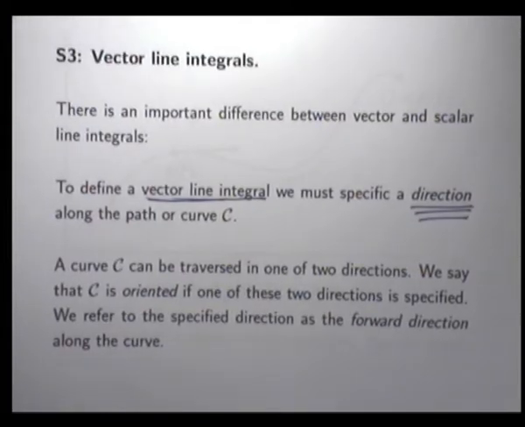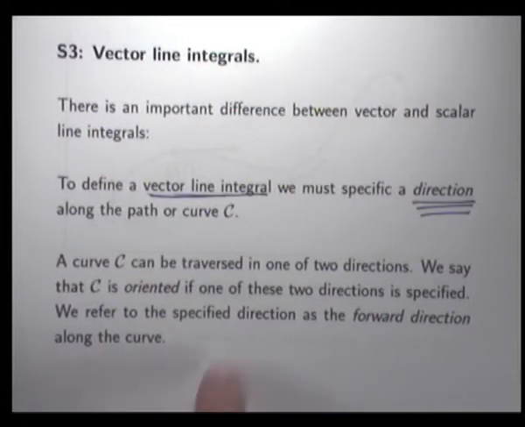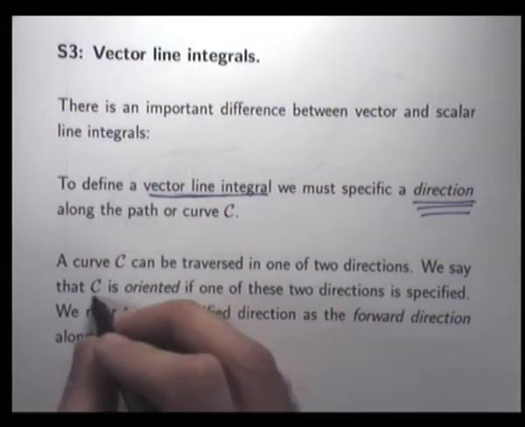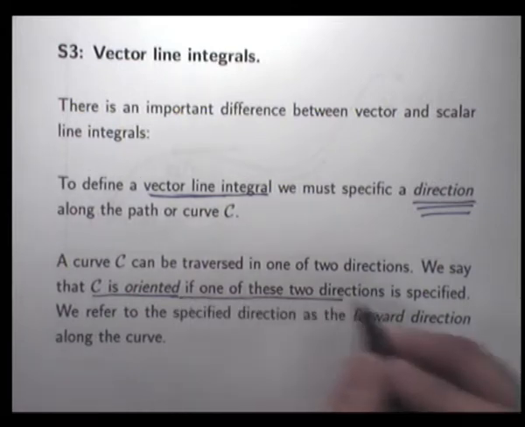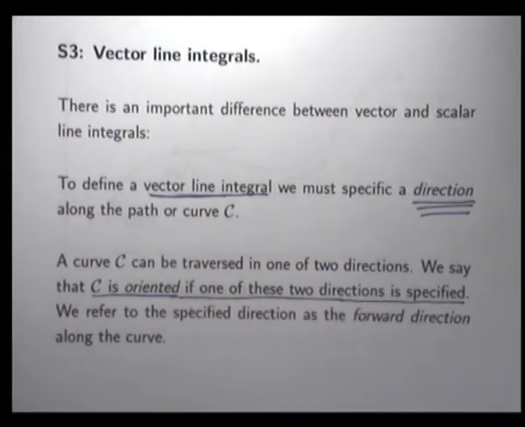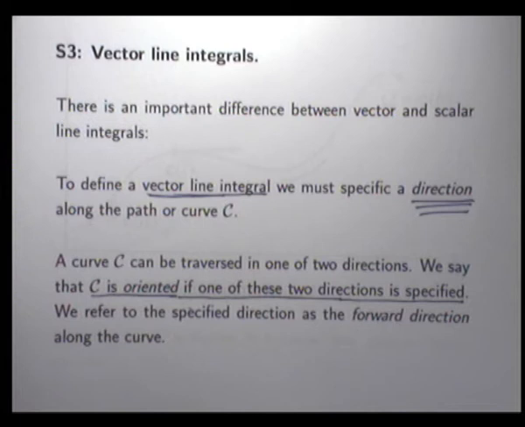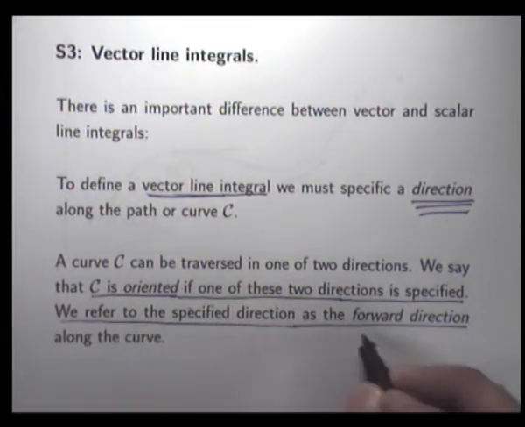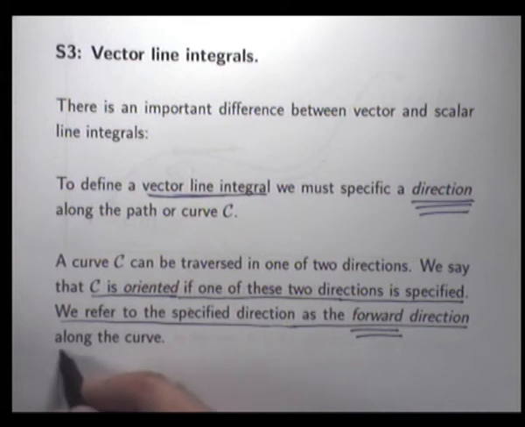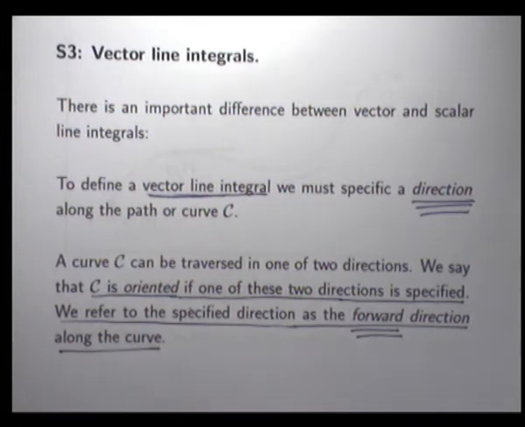Okay, a curve, curly C, as I just pointed out, can be traversed in one of two directions. And we say that C is oriented if one of these two directions is specified. Now, I'll say a little bit more about that when we do a particular question. Now, we refer to the specified direction as the forward direction along the curve.